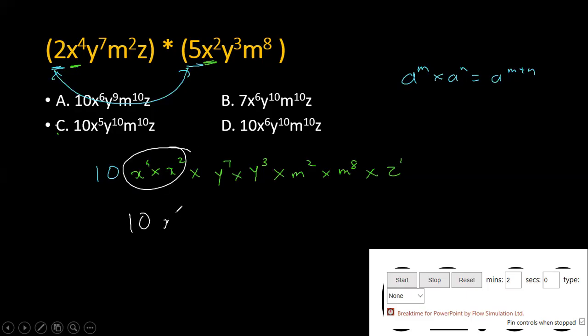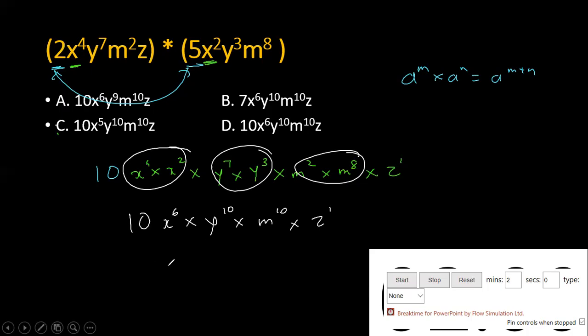4 plus 2, x to the power 6, which is 4 plus 2 times y to the power 7 plus 3, which is nothing but y to the power 10. M to the power 2 plus 8, which is nothing but 10, and z to the power 1. So you can also write it as 10 x to the power 6, y to the power 10, m to the power 10, z to the power 1. Or you can also simply write it as z. That will be your answer.